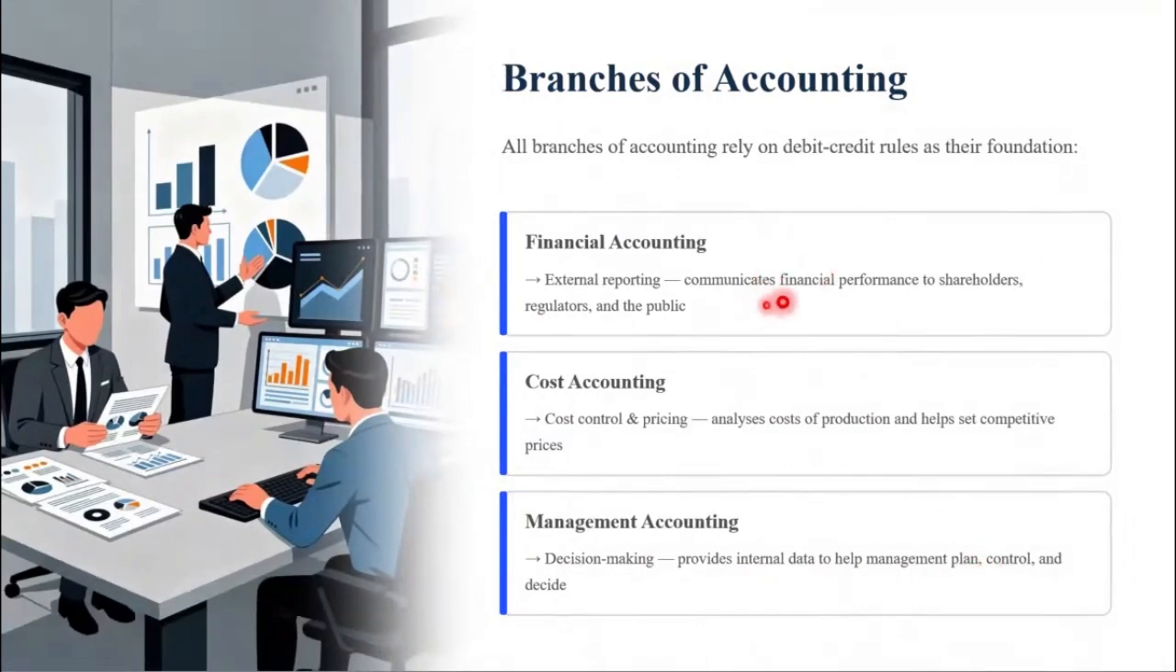As you advance in your studies, you will realize that accounting is not just one field. Financial accounting focuses on the overall financial state of affairs for external stakeholders. Cost accounting deals specifically with the allocation and reporting of costs to help a business price its products. Management accounting is a blend of financial and cost data used by internal managers to make strategic decisions. Regardless of the branch, the rules of debit and credit remain the foundational language used to communicate financial data.